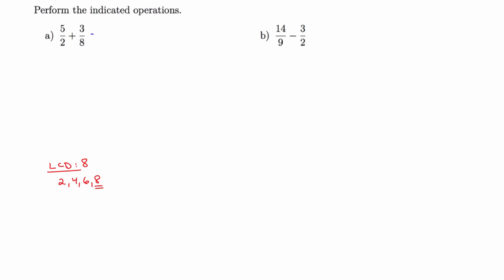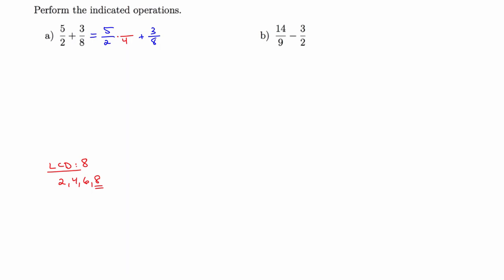Once the LCD has been identified, you then need to determine which fractions need to be manipulated so that they will have that common denominator. The fraction of 3/8 already has the common denominator of 8, so we don't need to manipulate that one. But the fraction of 5 over 2 does not. So we ask ourselves, what would we need to multiply 2 by to make it become 8? Well, 2 times 4 is 8.